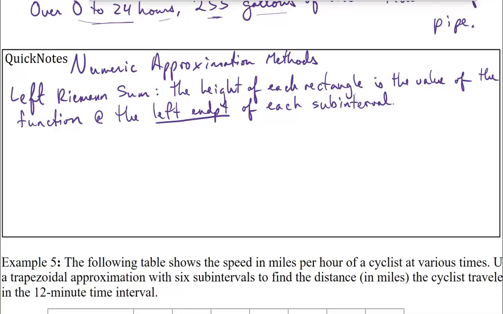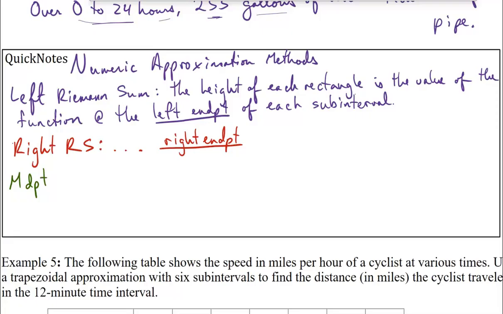Okay, so then for a right Riemann sum, I'm not going to rewrite the whole thing, but I'm going to say here it's going to be at the right endpoint of each subinterval. And for a midpoint Riemann sum, the height of each rectangle is the value of the function at the midpoint of each subinterval. So either left endpoint, right endpoint, or midpoint.